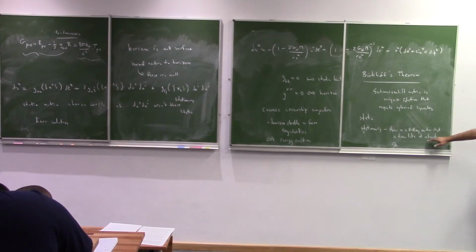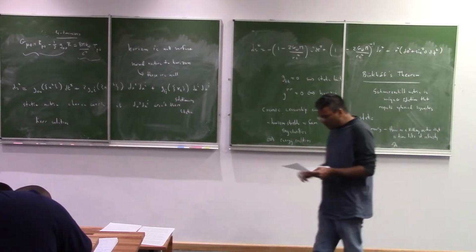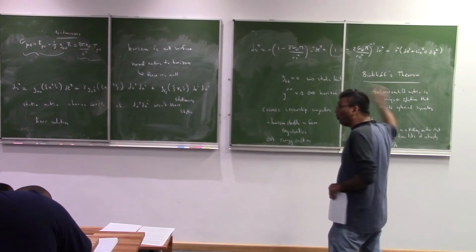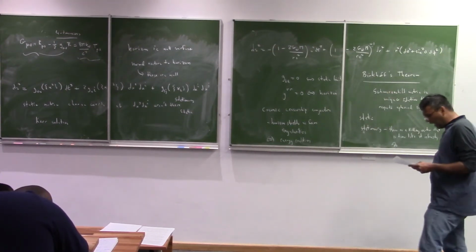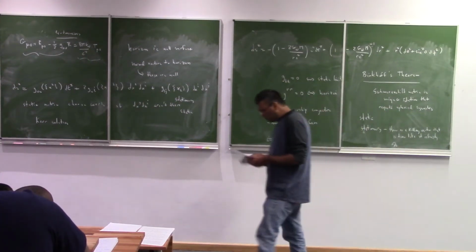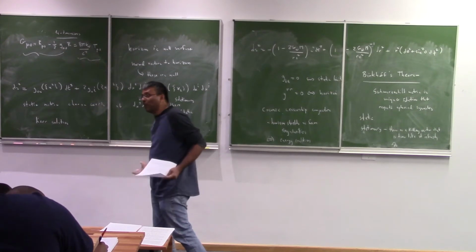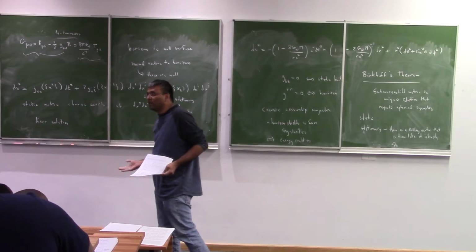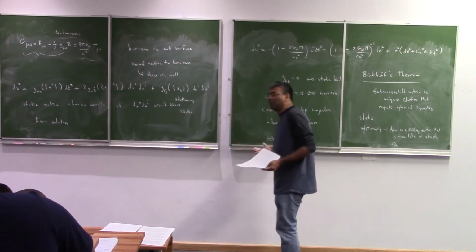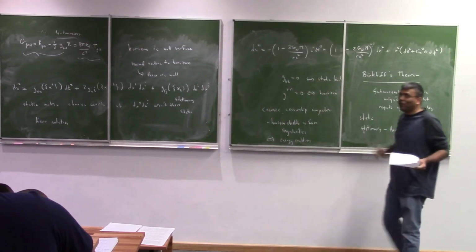Static is a condition which is more stringent than stationary. Static is telling us that you can foliate your space-time with hypersurfaces, and the time-like Killing vector is orthogonal to these hypersurfaces which foliate space-time. It's a very stringent condition on the space-time. Stationary is a much looser condition, just saying there's a well-defined notion of time at infinity. Okay?